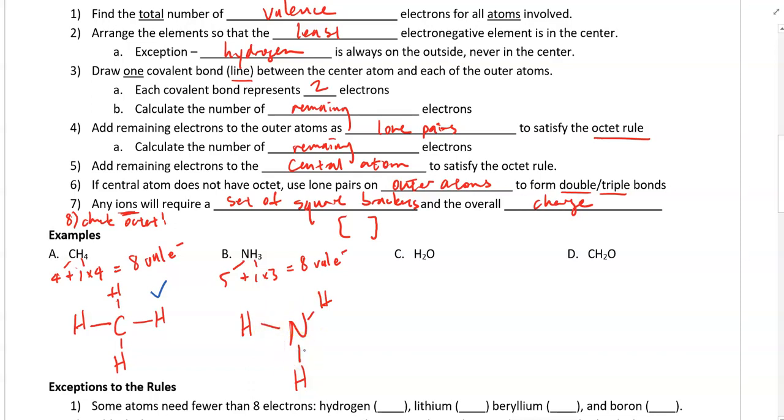Now we can go draw those in. If we know that each bond represents 2 electrons, how many electrons have been assigned at this point? We've assigned 6 electrons at this point. So that means we have 2 left over, right? We have 8 to start with, we assigned 6, 2 left over.